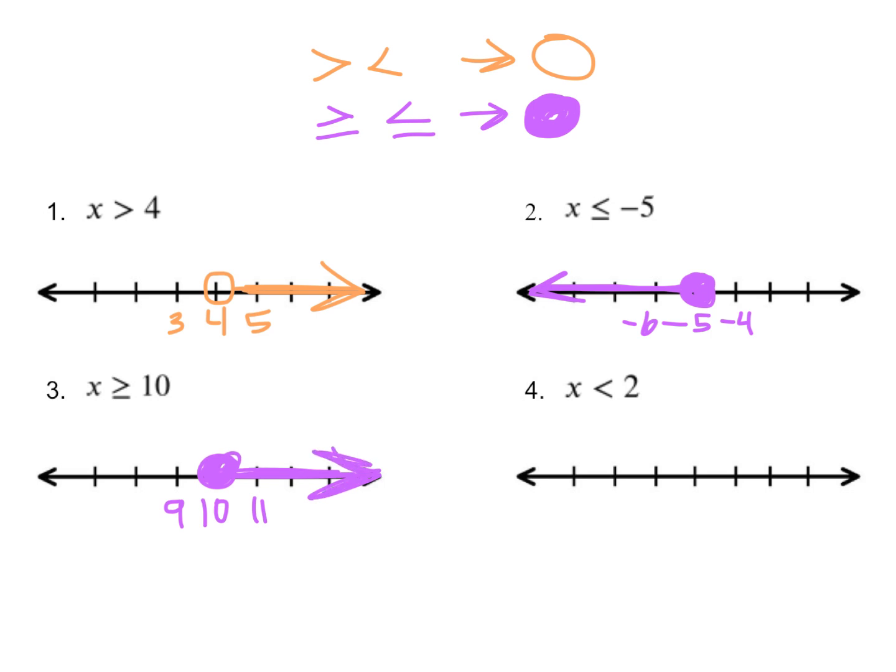And our last one, x is less than 2, so that's going to be an open circle. So I'm going to put 1, 2, and 3 on my number line. Open circle on 2, and numbers less than 2 would fall to the left.